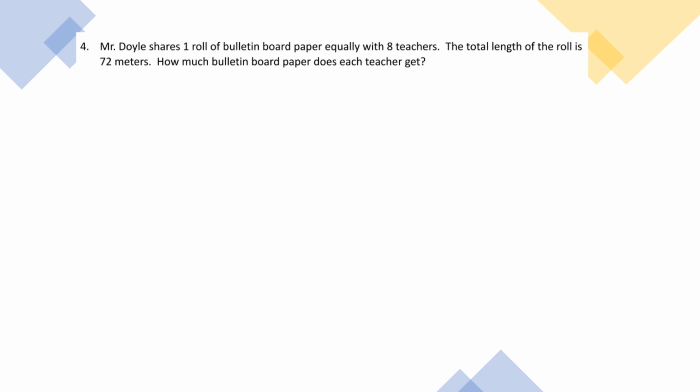Mr. Dahl shares. Shares usually means division. Shares 1 roll of bulletin board paper equally with 8 teachers. The total length of the roll is 72 meters. How much bulletin board paper does each teacher get? So I see shares and I see each. So I'm going to make sure I have a get chart so that I can write my information in there.